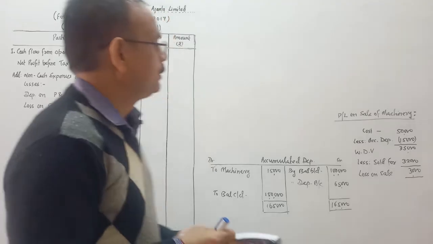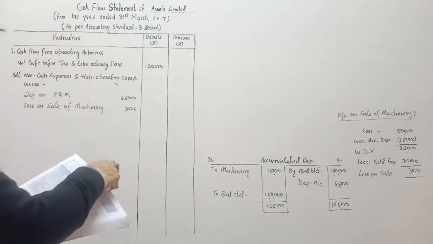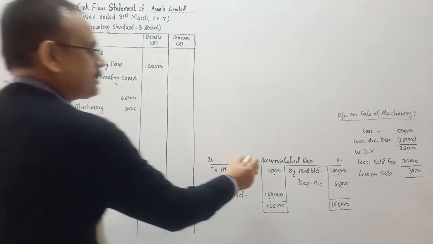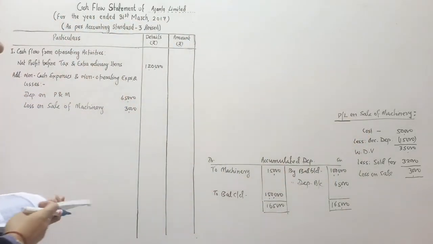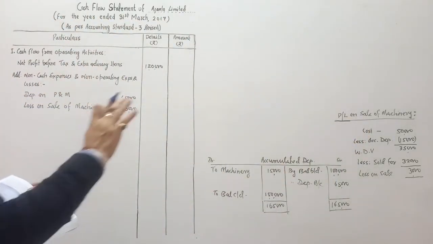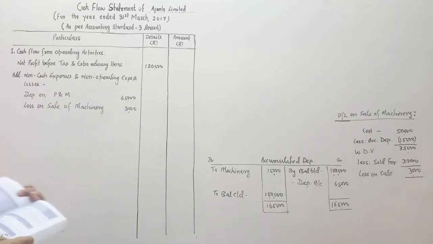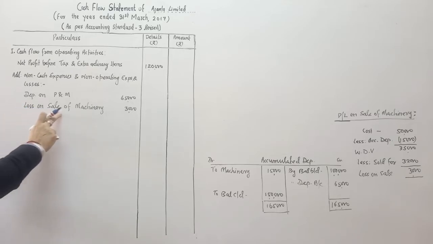Is it clear? So we have done the two working notes. One is for accumulated depreciation, another is for profit or loss on sale of machinery. Two working notes we have prepared. Now, this first one is a non-cash expense and this is the non-operating loss.